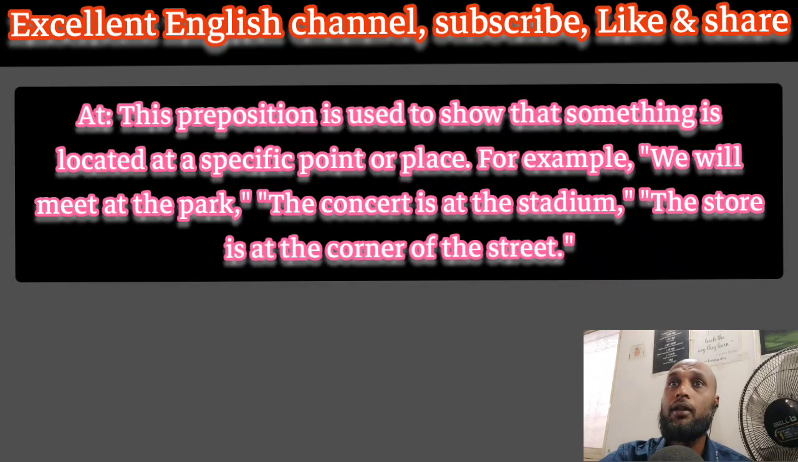At. This preposition is used to show that something is located at a specific point or place. For example, we will meet at the park. The concert is at the stadium. The store is at the corner of the street. All right. So these are the examples of on, in, and at.